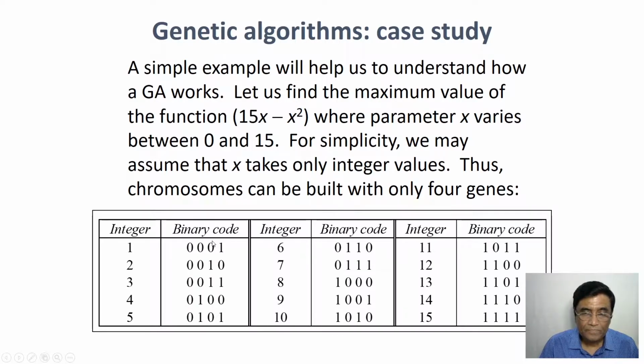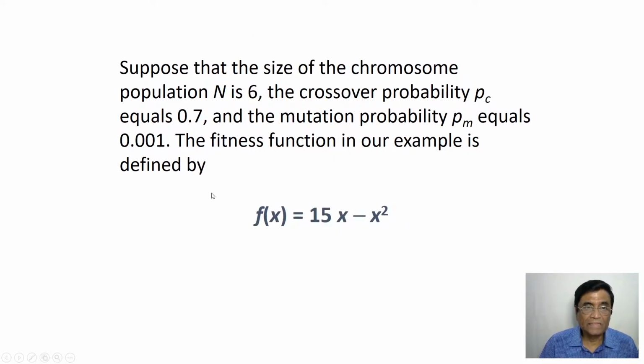So this is actually we are taking the size of chromosome population 6, okay, crossover probability 70%, that's 0.7, and mutation probability equal to 0.001, and you know mutation probability is given so that you can get a fresh population. Specifically, it is needed when the stochastic search is trapped in the local minima or local maxima, okay.